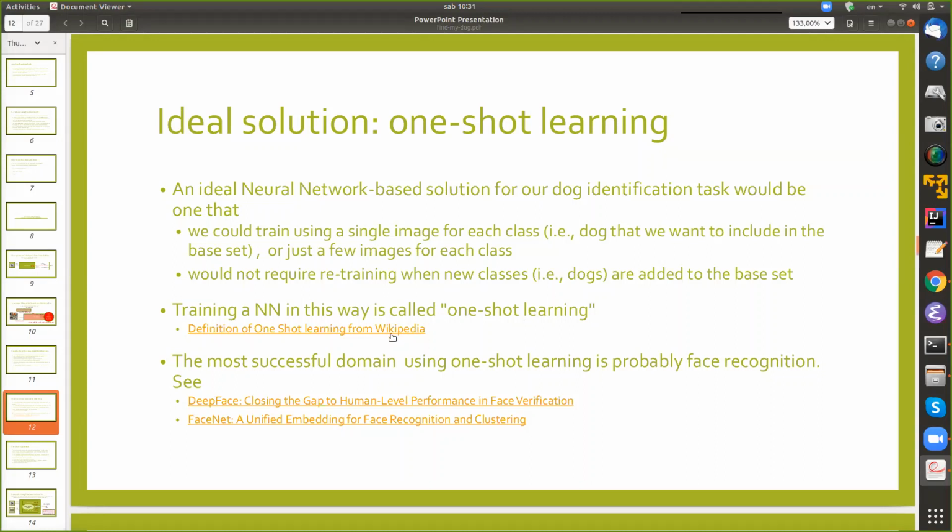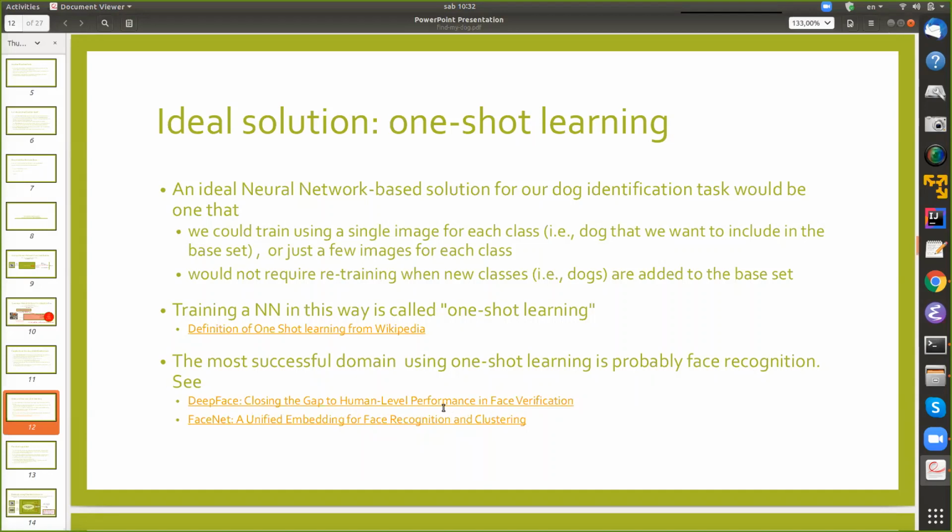I included here some links for anyone who would like to know more about one-shot learning. And the area where one-shot learning has been very successfully exploited is face recognition and identification. There are even commercial systems that are able to recognize human faces with a very high accuracy level, above 99%, which is excellent, really. 99% is a very high accuracy for this kind of system.